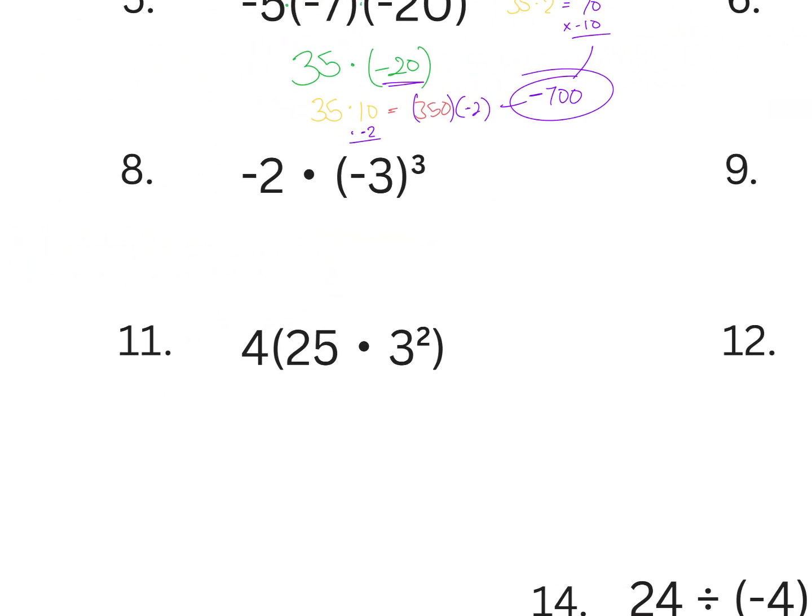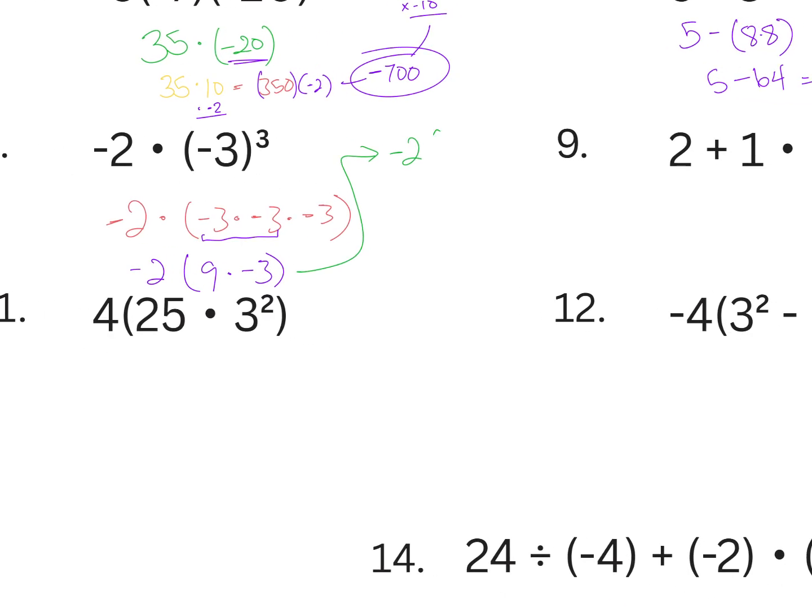Number 8. -2 times -3 times -3 times -3. Well, -3 times -3 is 9. And then we're going to multiply by -3 again, and we get negative 27. That -2 is still out front. And then 2 times 27 is 54, positive 54.